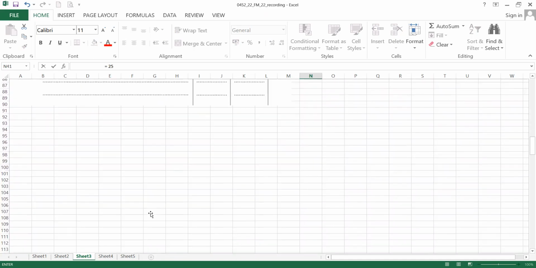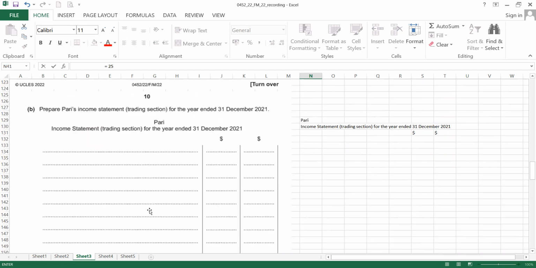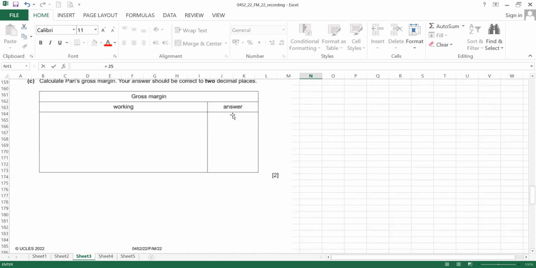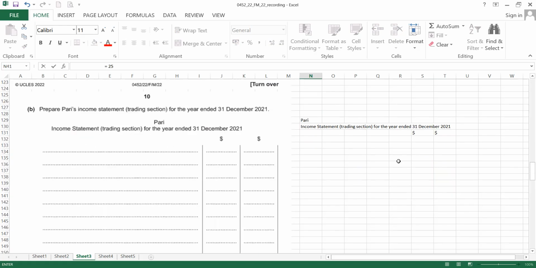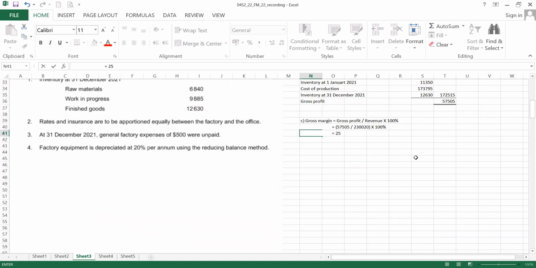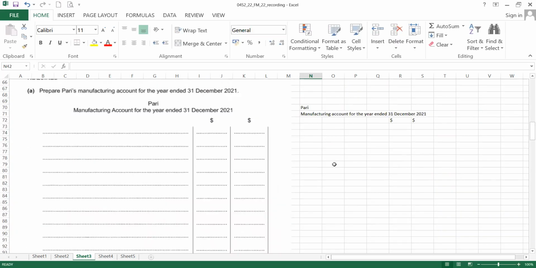The question in here did mention they want 2 decimal place. So follow the instruction, 0.00, even though we get the whole number. Okay, the next one.